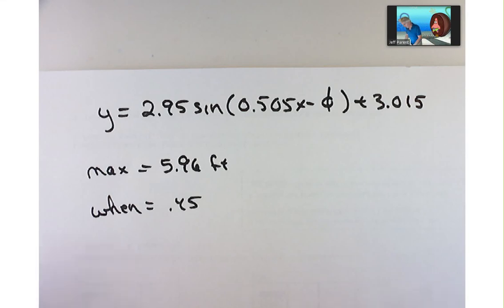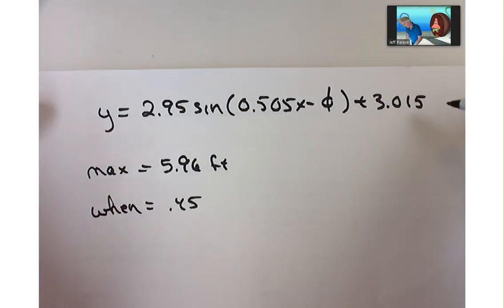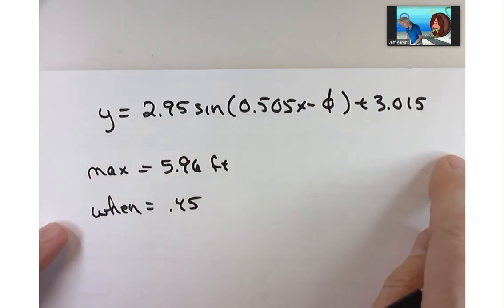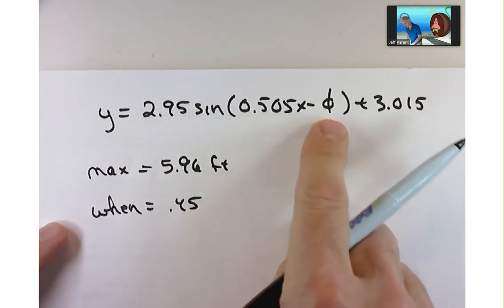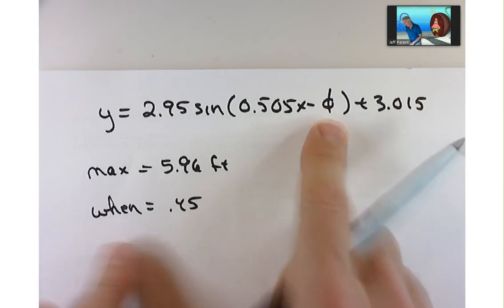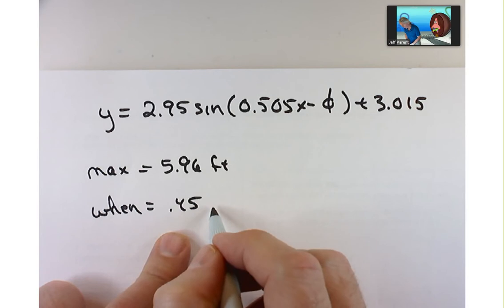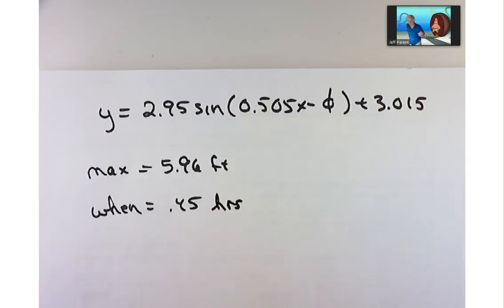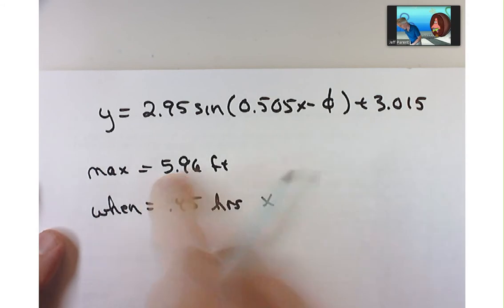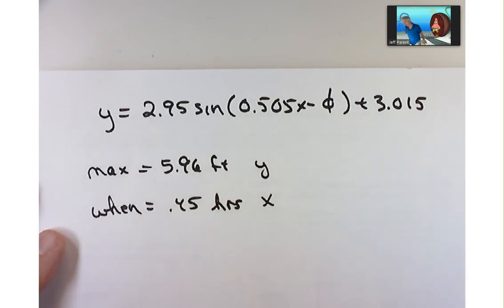So suppose you've worked with your model and you get down to modeling high tide, and you need to figure out the phase shift. So the question is, how do I do that? High tide occurs at 0.45 hours. So that's your X value. The maximum height of 5.96, that's your Y value.